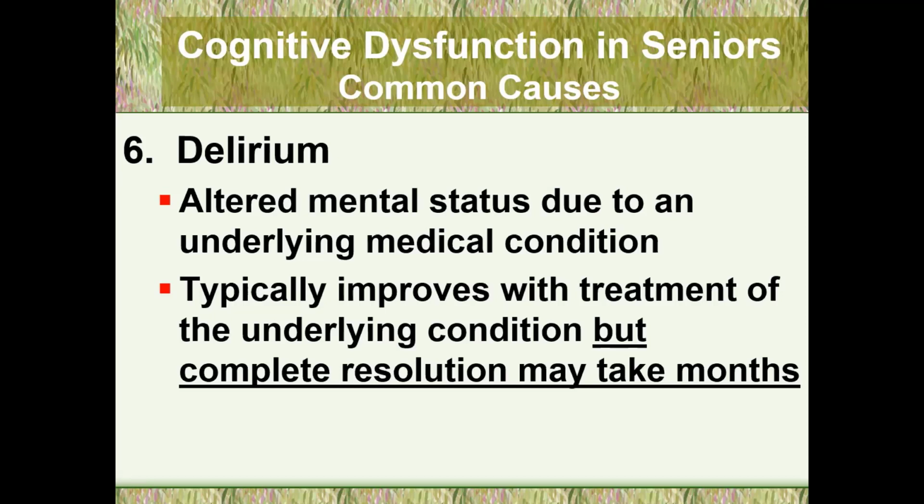Now, the altered mental status due to the delirium, to the medical condition, typically improves as we treat and reverse the underlying medical condition. But in older adults, that total improvement can take months. So for several months after an acute illness or an episode of altered mental status, somebody could have impaired cognitive dysfunction and getting slowly better. And this is true, the more frail is the older adult, the longer it will take. Some older adults literally never recover their prior level of cognitive function.